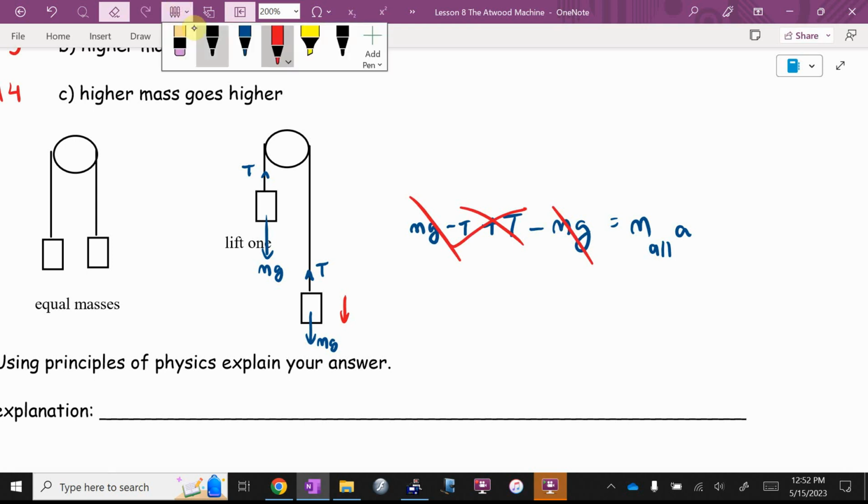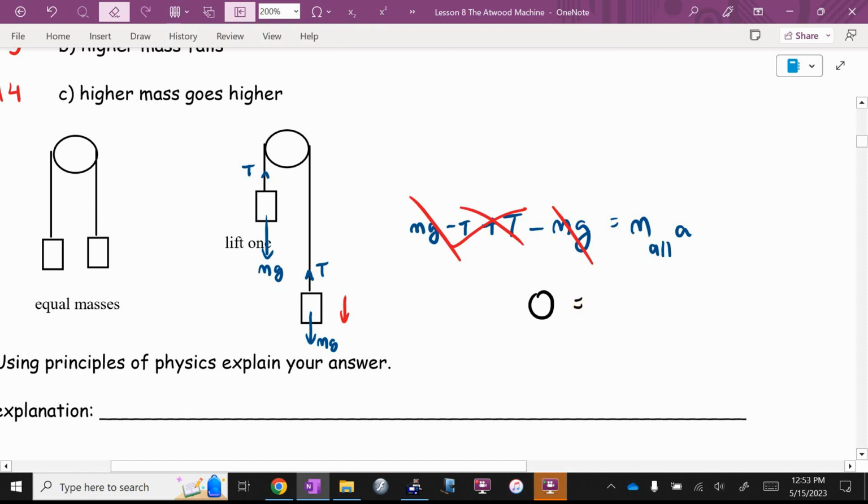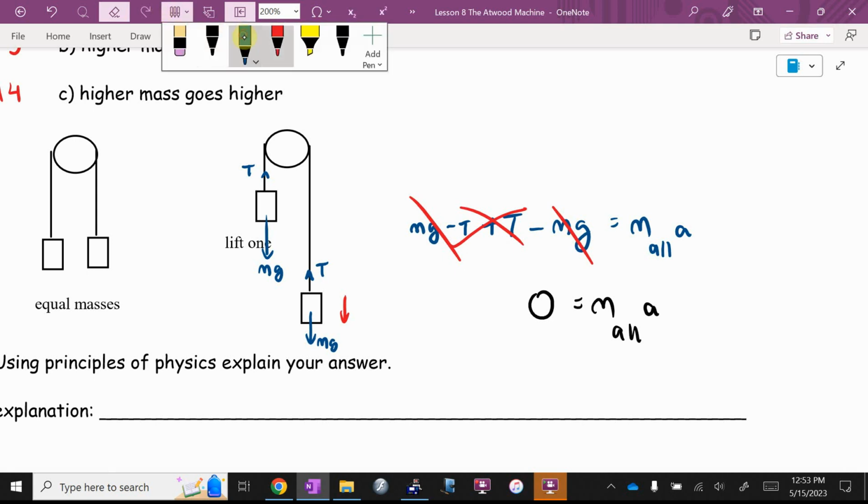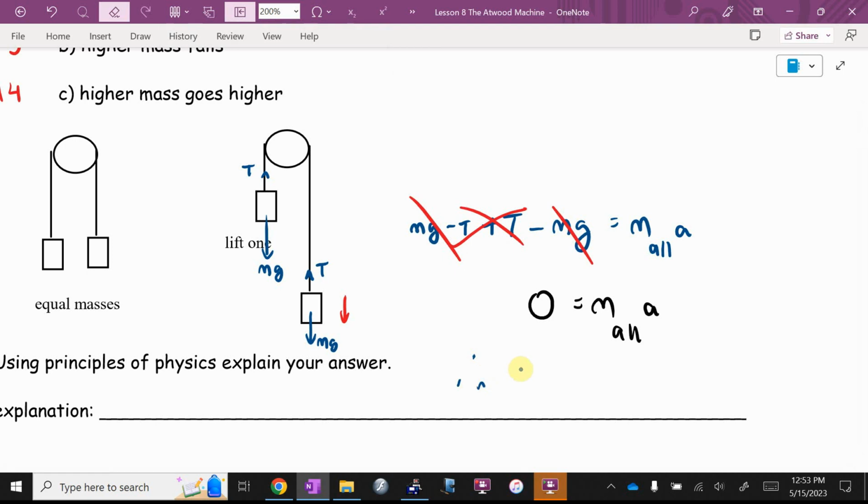Okay, so I get this. 0 equals M all A. What can I conclude then? Well, I have mass times acceleration is 0. Anytime you're multiplying and you get 0 as an answer, something has to be 0. Are the masses 0? No. What is 0 then? I think I've done this with you before. What do 3 dots mean? Therefore, A is 0. So what's the correct answer? A, B, or C?